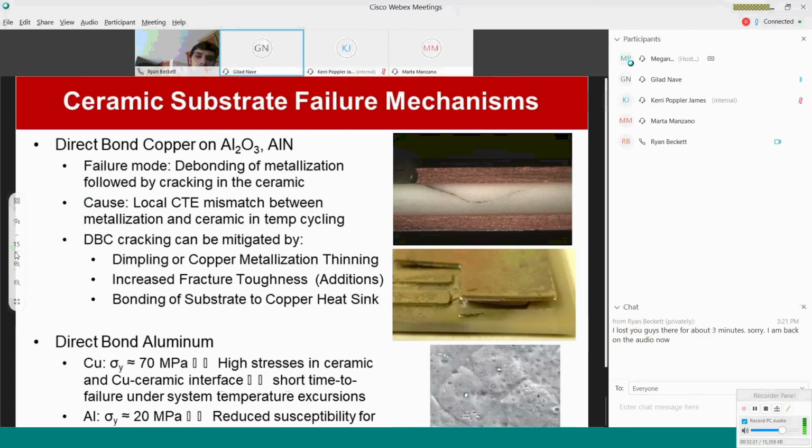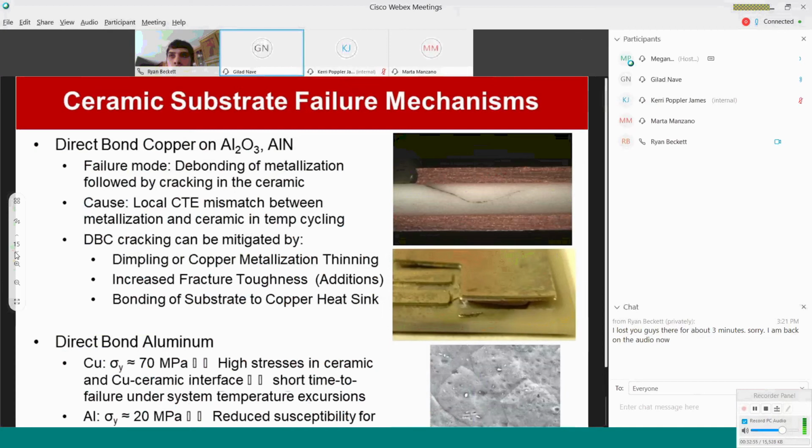Traditionally, these substrates have been made of a very thick copper that's deposited on a ceramic. When you cycle those at wide temperature ranges, the copper tends to peel off the ceramic. So we've looked at all different types of ways to improve that process, either by reducing the stress in the copper, by putting the copper under residual compressive stress, thinning the copper at the edges so there was less stress, or strengthening the ceramic.